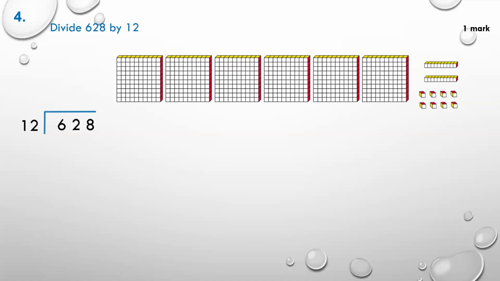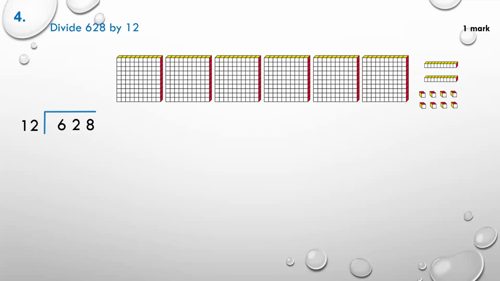Now, what is that 12 asking us to do? It's asking us to first of all go and look in the hundreds. We have 6 of those. Can we form a group of 12 in it? Well, we only have 6, so we don't have enough to get 12. Now, what do we do?